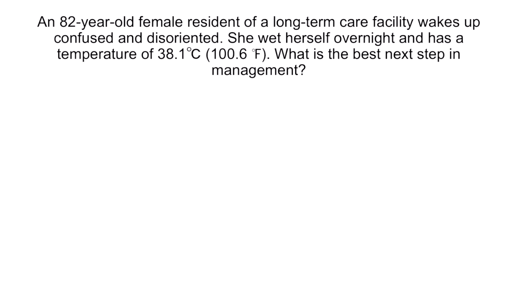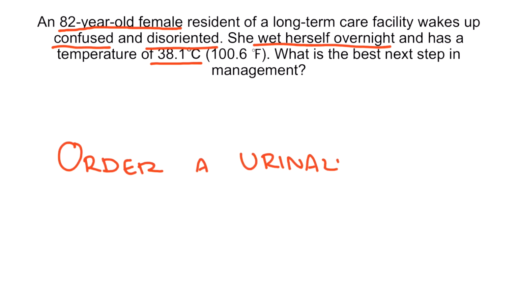Okay, so this is a fairly classic presentation for delirium in the setting of some sort of infection. We have an elderly resident of a long-term care facility who wakes up confused and disoriented, got a fever, and the clue to her specific diagnosis is that she wet herself overnight. Now, both delirium and UTIs are possible causes of that finding. But given both her fever and the fact that infection is a common cause of delirium in the elderly, the next best step in management would be to order urinalysis, because you want to assess for a possible UTI.